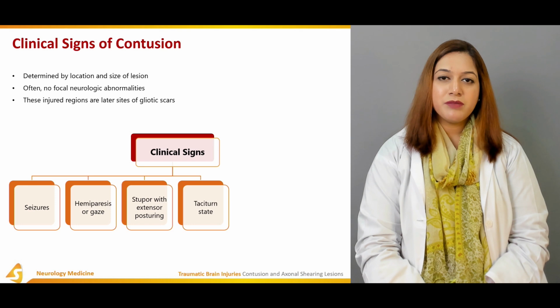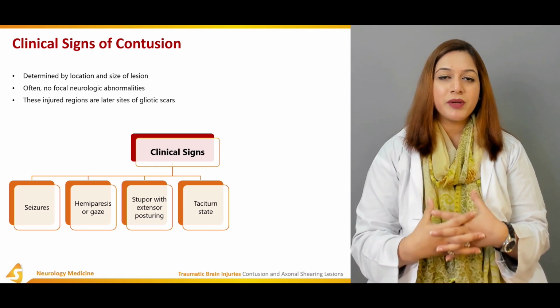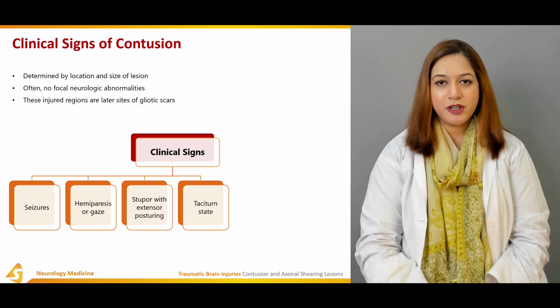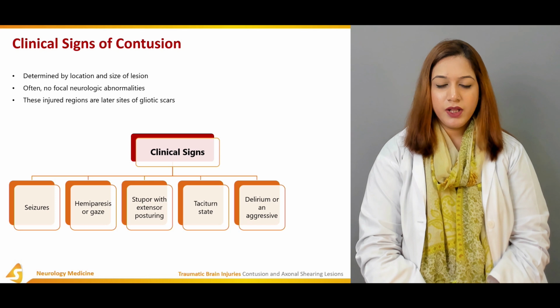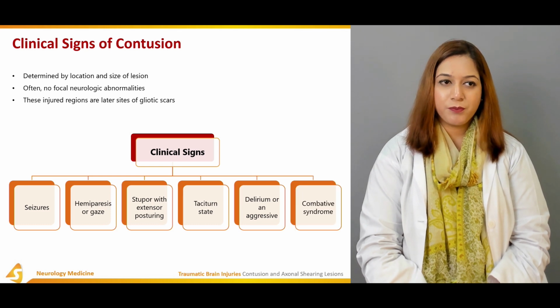If the contusions are limited to frontal lobe, the patient will go into a taciturn state, which is, in simple terms, we say that the patient will become silent and unsociable behavior will be exhibited by the patient. And if the contusions are limited to temporal lobe, the patient may exhibit a delirium or an aggressive combative syndrome.